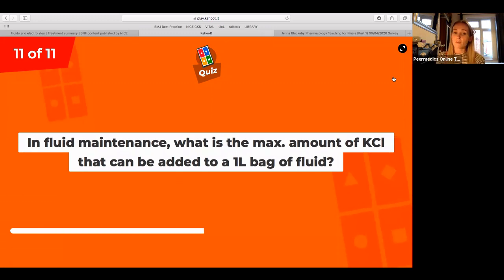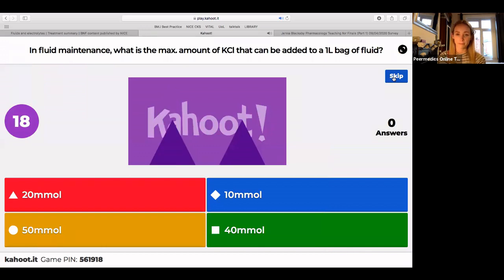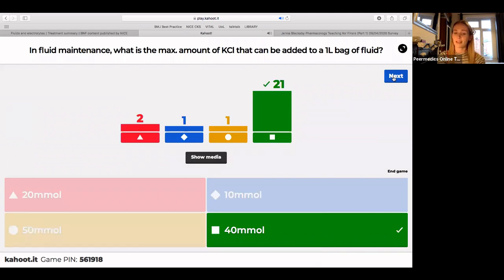So in fluid maintenance, what is the maximum amount of potassium chloride that can be added to one bag of fluid? Brilliant, yeah, it's 40 millimoles. So you can get it in 20 millimole increments, but 40 is the maximum amount that can be added to 1 litre.